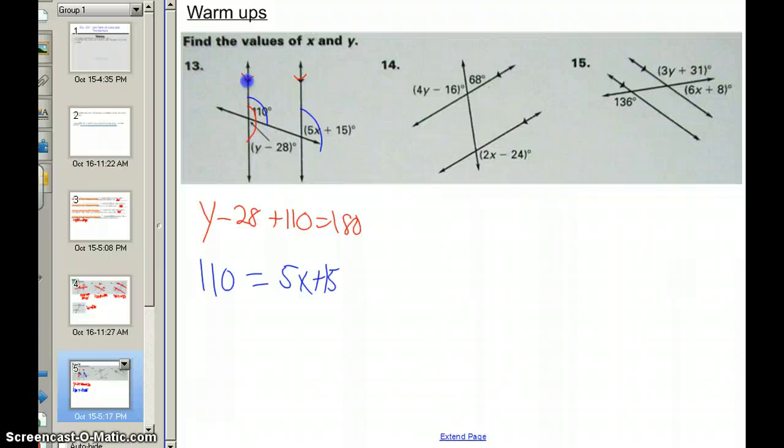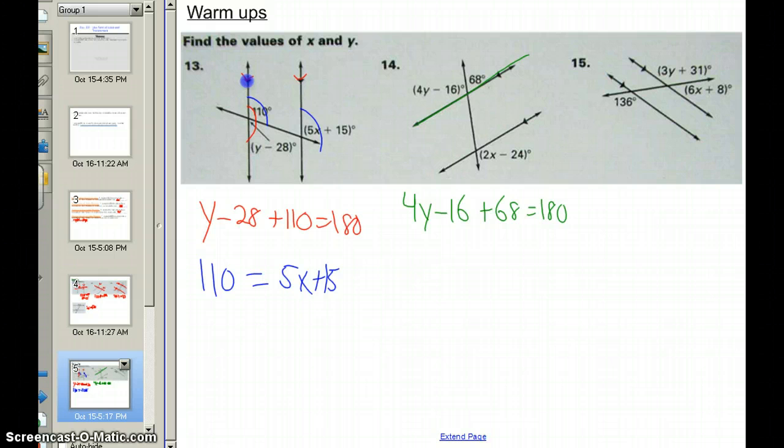All right, so now looking at question number 14. In this example, looking at this line here, the 4y minus 16 and the 68. Those are linear pairs, so they're supplementary to each other. So when we add them up, we get 180. So we can solve for y, that's no big deal.